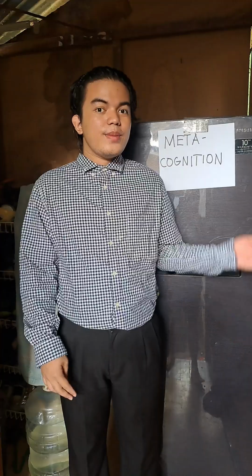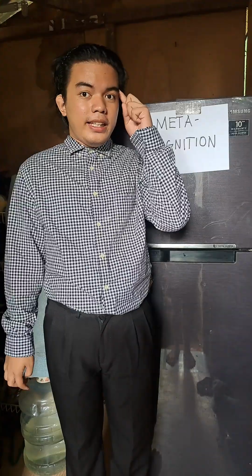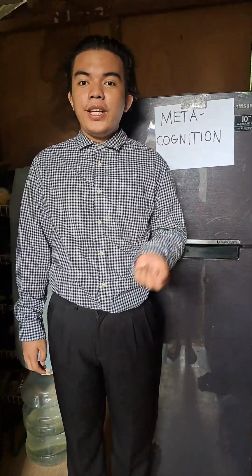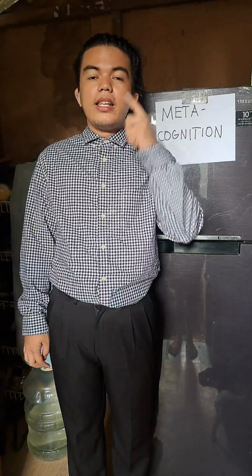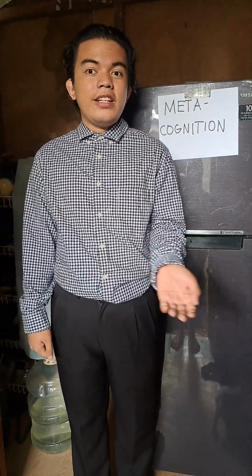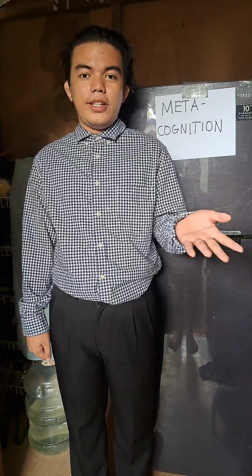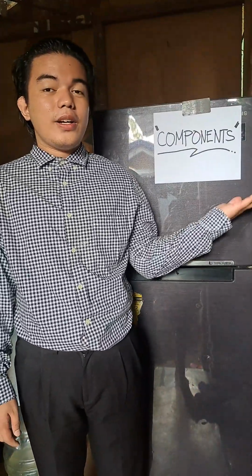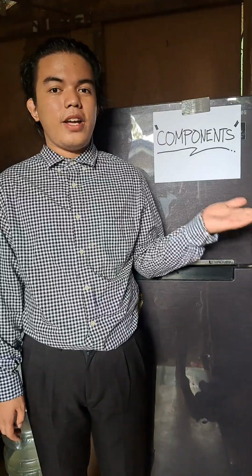I am James Carl Morata and we are going to discuss metacognition. Metacognition is thinking about your own thinking. It involves being aware of your understanding and regulating your thought process, helping you plan, monitor, and evaluate your learning and problem-solving strategies. And now, we are going to discuss the components of metacognitive knowledge.